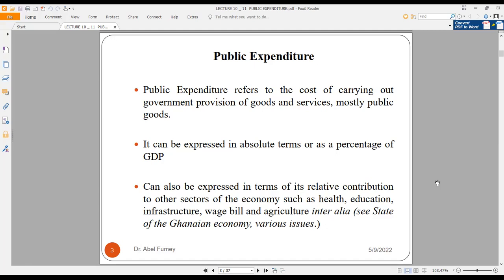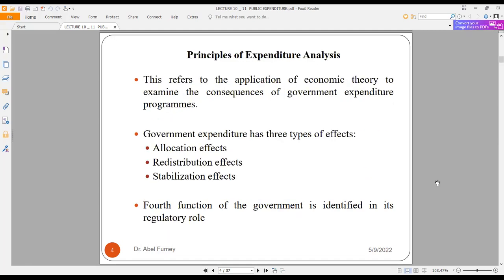And also at times they express it in terms of its sectoral contribution to the economy. So you take something like health. What is the amount of money that went into the health sector? If you take education, what is the amount of money that went into the educational sector? Infrastructure development, what is the amount? So we can use the sectoral contribution to also express public expenditure.